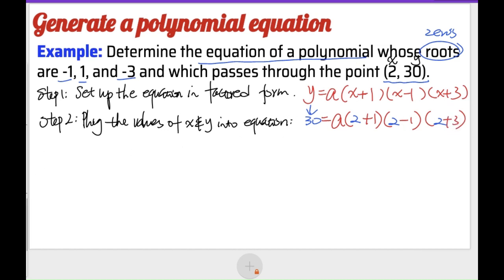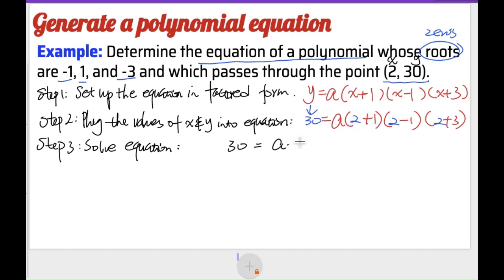Now, step 3, very clear. Now we have the equation in a different way because now we have only a as the variable. We do not know it, so we're going to solve the equation. How do we solve it? We just need to finish the calculation. So we know 30 here, and a we still keep here.